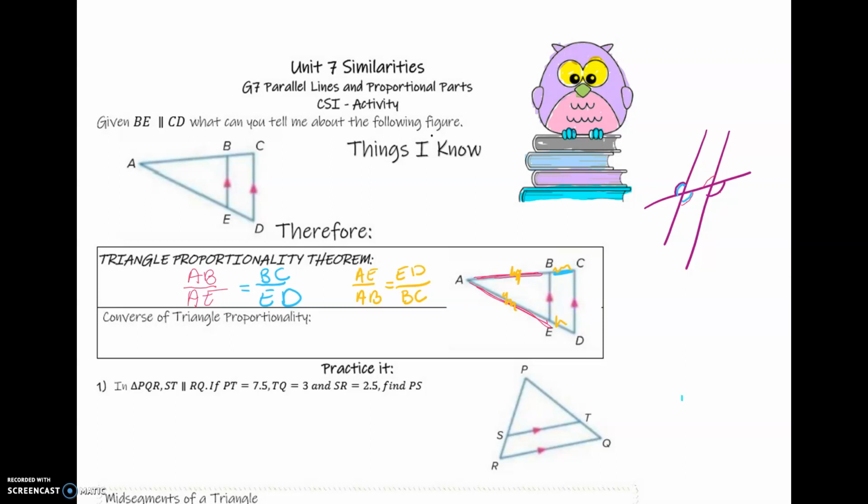So if this is true, the converse of the triangle proportionality theorem is the fact that if this is true, so if these chunks are proportional, then the lines are parallel. So we can say AC is parallel to AD. In the top part, we need to know first that the lines are parallel. So the converse is proving lines parallel. The original is proving the chunks proportional.